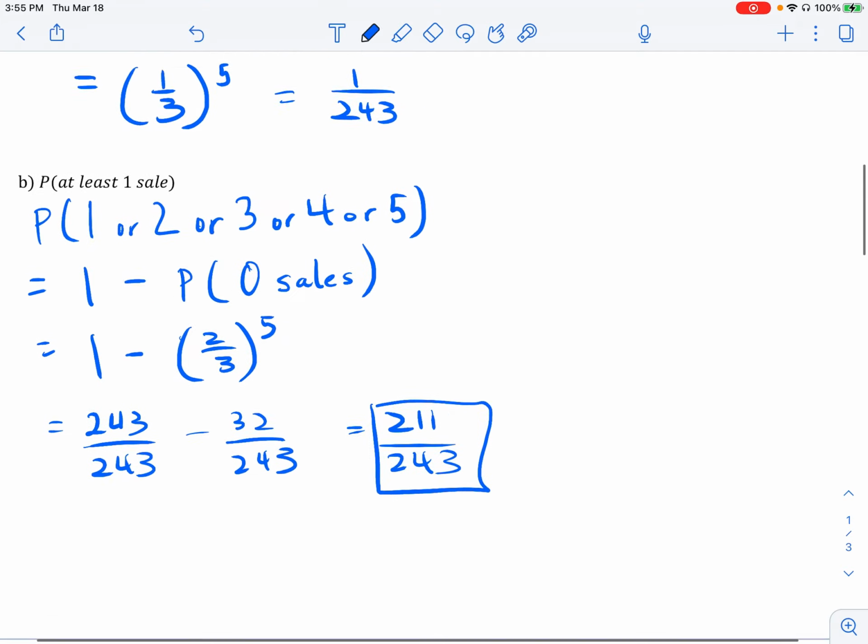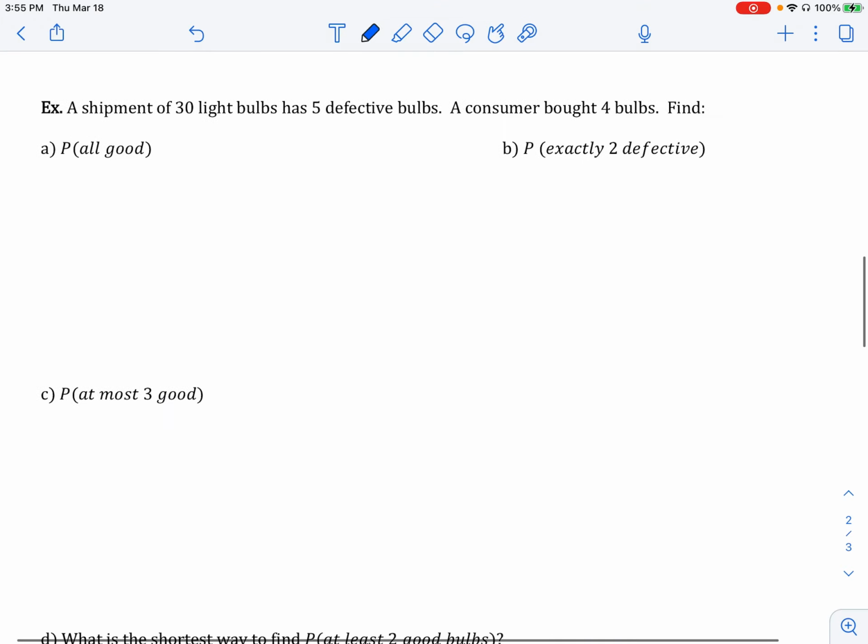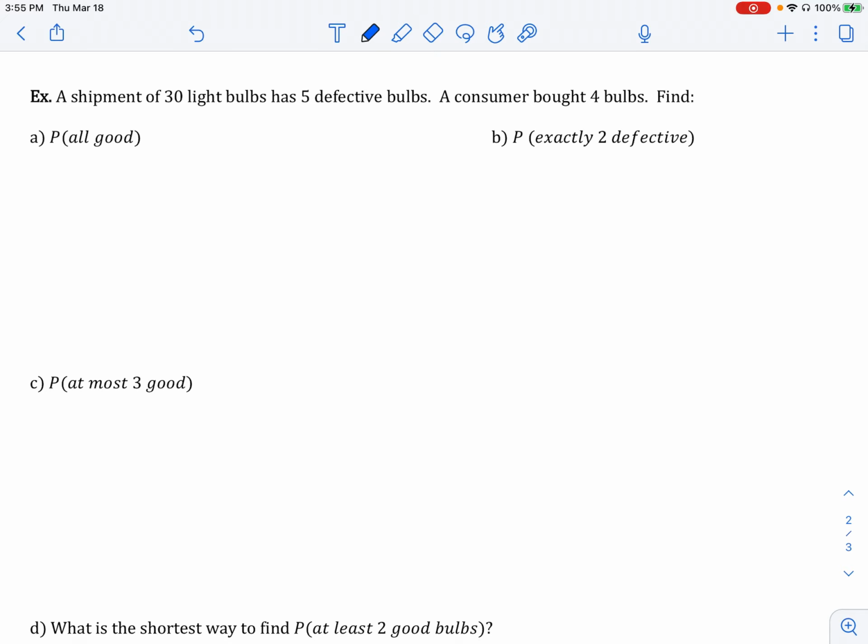All right, let's try another problem now. Let's talk about the shipment of light bulbs here. This is similar to the problem that we did in the previous lesson with the professor choosing 10 problems for the test out of the 20 that are available, but I do this to highlight the idea of independent versus dependent. First off, make sure we understand the problem. There's a shipment of 30 light bulbs, and 5 of them are defective. We don't know which ones. A consumer buys 4 bulbs. Let's find the probability that all 4 bulbs this consumer bought were good, that they were non-defective, okay?